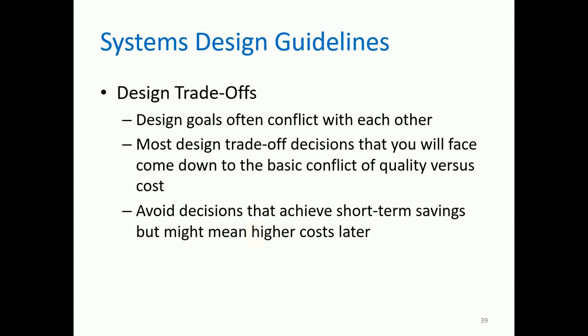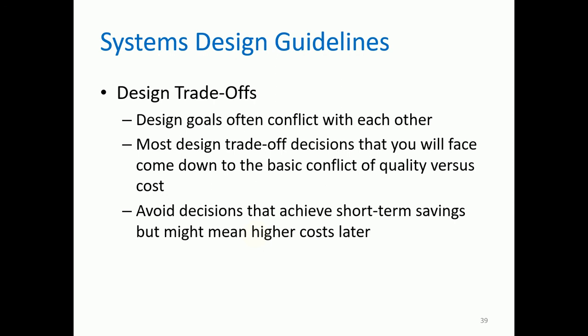So, the design trade-offs for systems design. Design goals often conflict with each other. Most design trade-off decisions that you will face come down to the basic conflict of quality versus cost. Of course, if you want to have high quality, you need to pay more for it. And if you want a lower cost, do not expect that it will be high quality. So you have to balance it. You should have a trade-off.